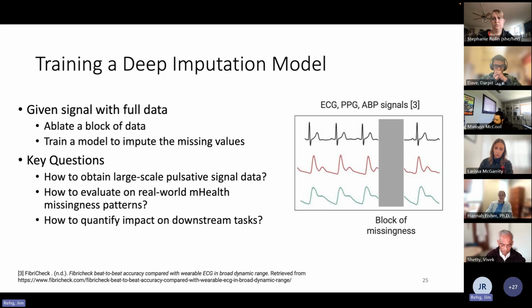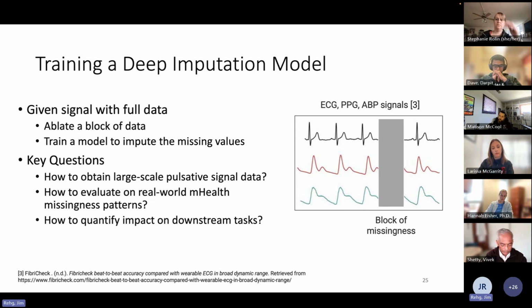And the approach here is actually very straightforward. If you can find a set of data where there's relatively little missingness, a representative data set where the missingness is relatively low, then you can essentially simulate missingness by simply blocking out a set of samples selected at random with a window of a certain size. In this case, the gray window you see on the right is blocking out a variety of signals, removing those samples. And then you can train a deep learning-based model whose job is to impute the missing samples.